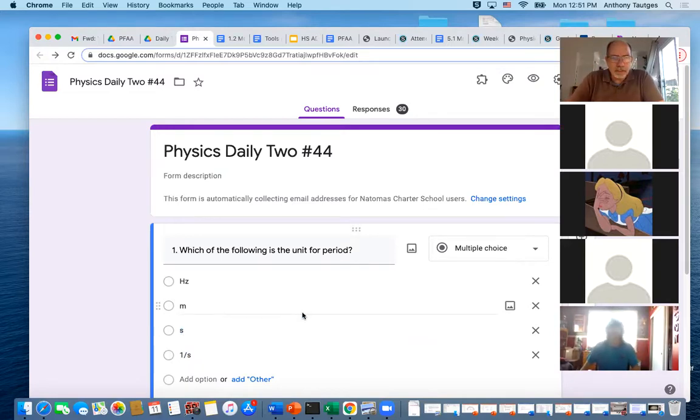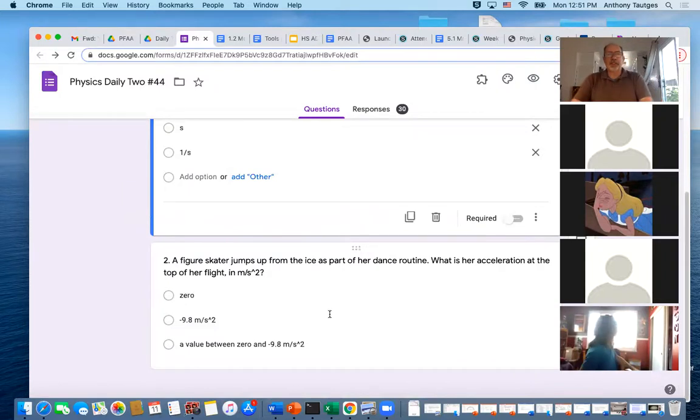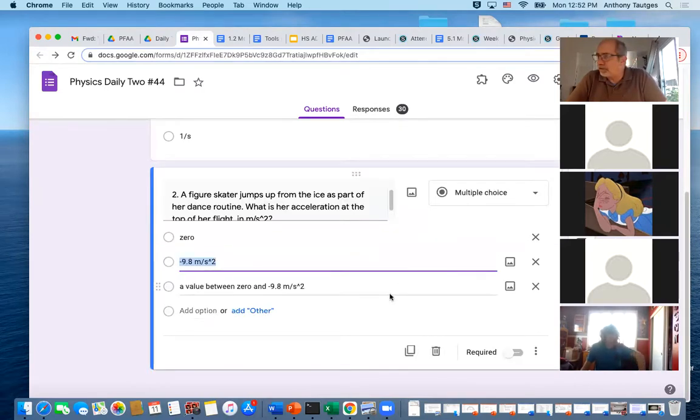And then the second question was, a figure skater jumps up from the ice as part of her routine. What is her acceleration at the top of her flight in meters per second squared? And the answer is, doesn't have to be a figure skater, it can be anything in flight. The acceleration at the top of her flight, or on the way up, or on the way down, is always negative 9.8 meters per second squared.